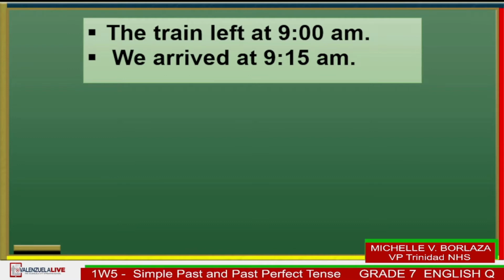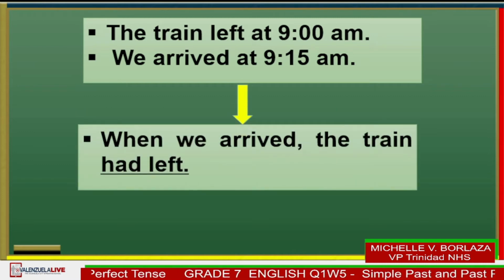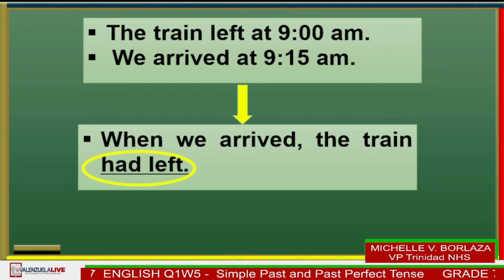Let's take a look at the following sentence. The train left at 9 a.m. We arrived at 9:15 a.m. When we combine these two actions, it will become, when we arrived, the train had left. We have there the past perfect tense had left.